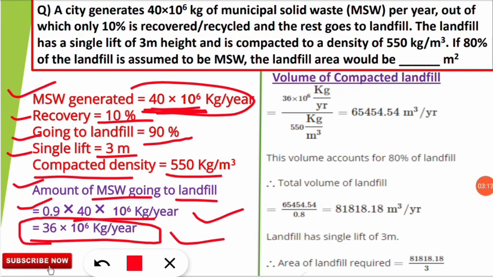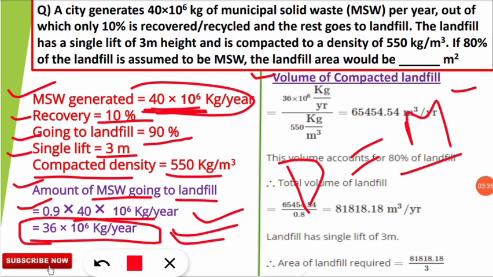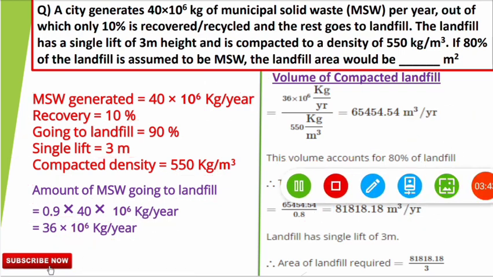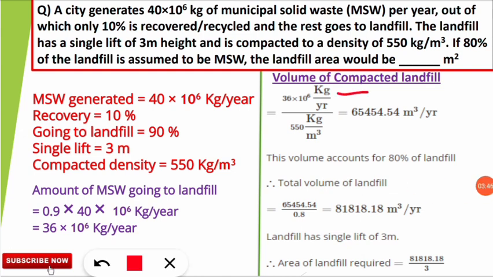Next we have to find the volume of the compacted landfill, that is, how much volume is occupied by this much amount of municipal solid waste. It is very simple. To find the volume, the formula is density is equal to mass by volume. You all know from school days. I'll write once again, density is equal to mass by volume, and we have to calculate the volume. That means volume will be mass by density. The mass divided by density gives the volume, that is 65454.54 meter cube per year.